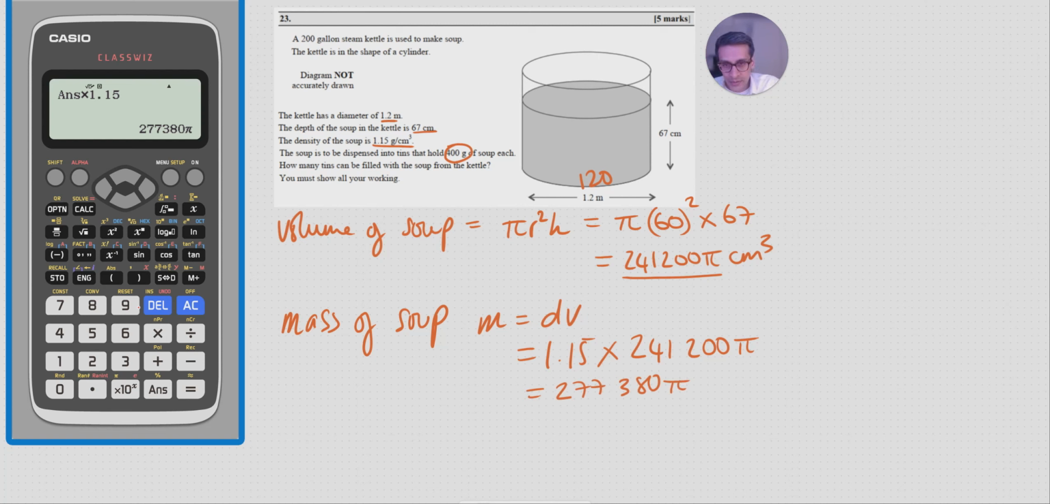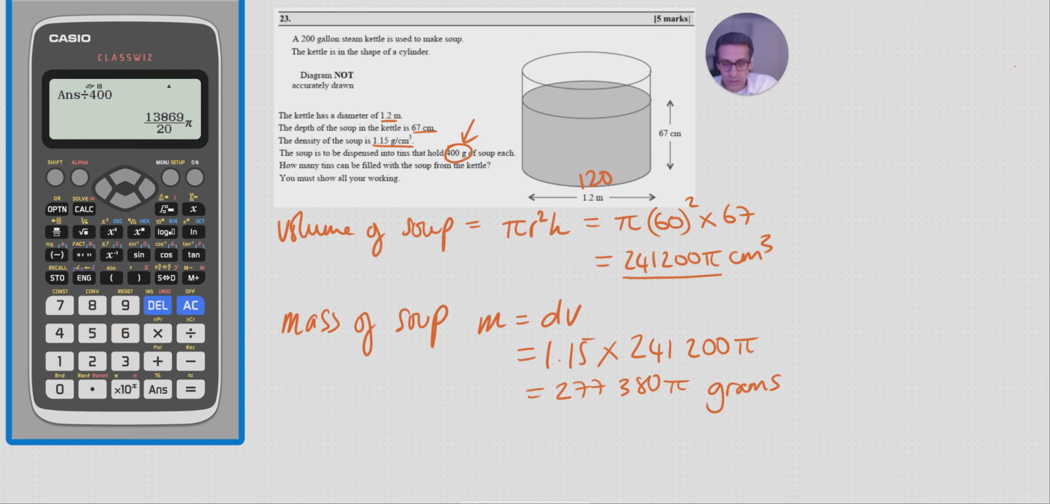Now this is a mass, so it's going to be in grams. Notice that it's in terms of pi. In some other questions, you might turn this into a decimal if you press the SD button or the format button and go down to decimal. So this is how many grams we have, and all we need to know is how many 400 gram tins we can fill from this. So we're just going to divide this answer by 400. That's going to give us the answer straight away, though it's going to seem a bit odd, so we're going to change that to a decimal.